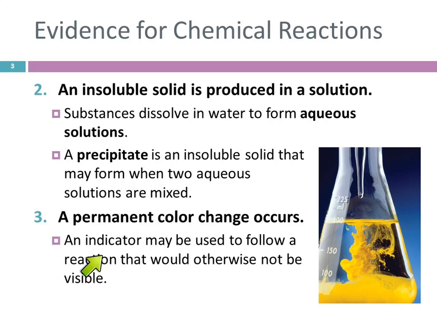Sometimes we use a special chemical called an indicator to help us follow a reaction that might otherwise be invisible, and this happens with acid-base neutralization reactions. If you mix sodium hydroxide and hydrochloric acid, they're both colorless solutions. You mix them together, you still have a colorless solution. There's a chemical change that occurred, though. And if you use an indicator like phenolphthalein, the phenolphthalein will change color because of the chemical reaction between the other two.